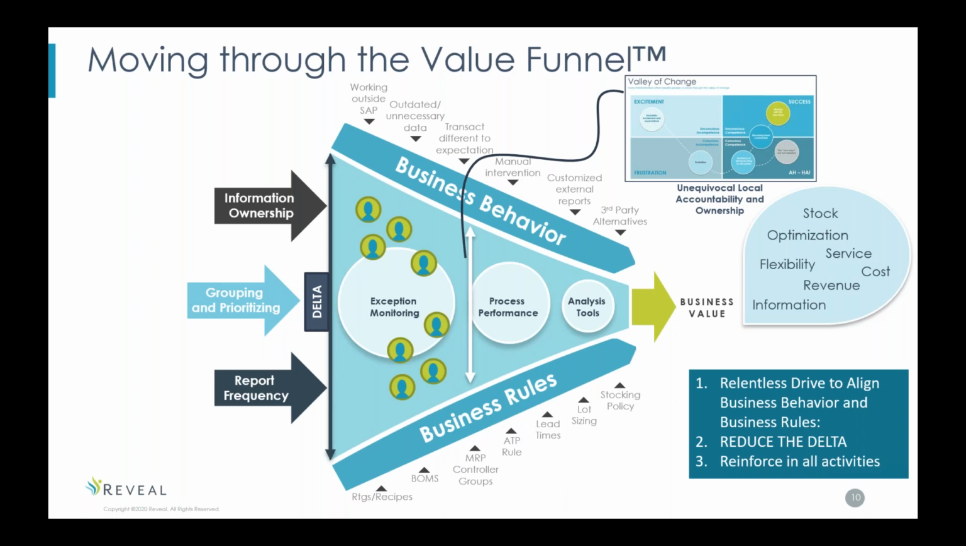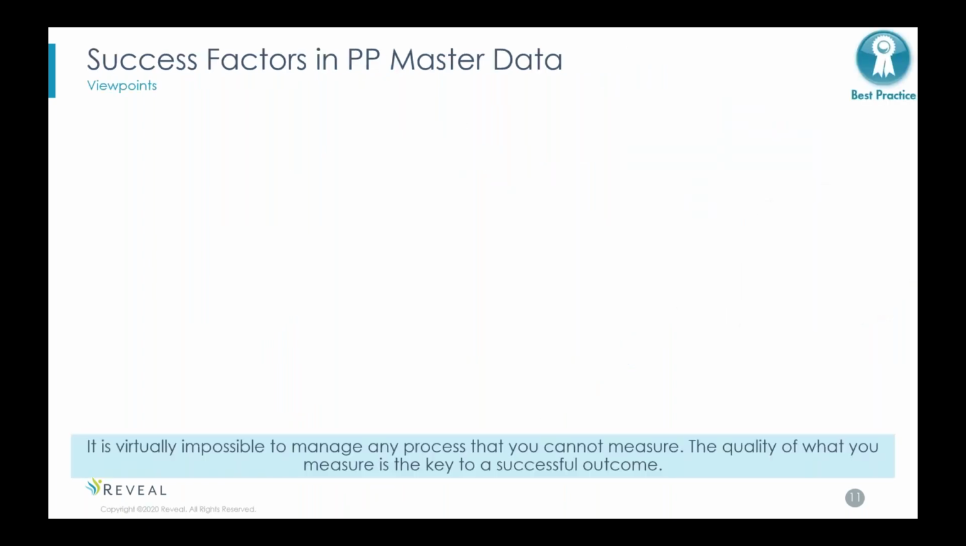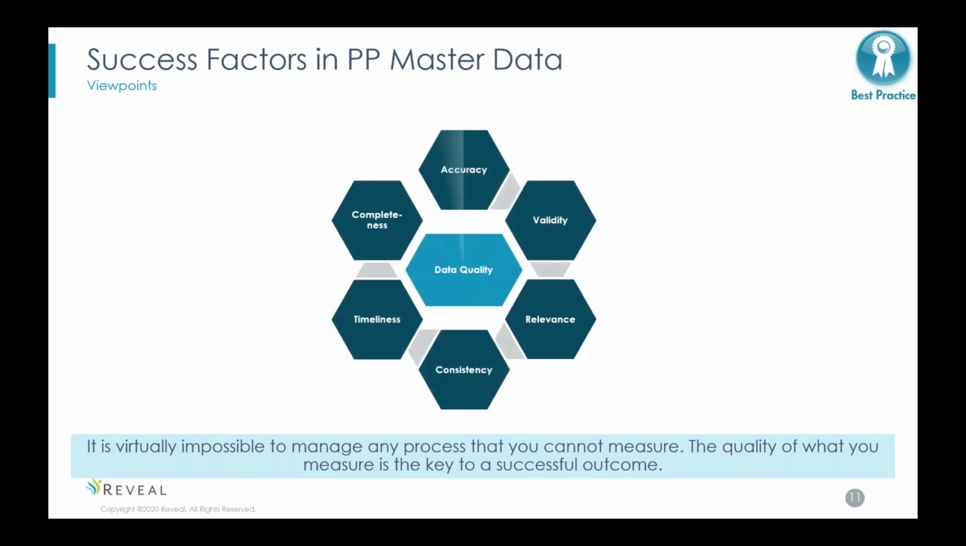So let's go ahead and take a look at some of the success factors that you need to be aware of. All right, and let me do that by asking you this question. How often do you hear your users make statements like, oh, that setting or value or process parameter no longer applies today? All right, if you hear that, then it tells you that your data set doesn't pass the test of accuracy, of validity, of relevance, timeliness, completeness, and consistency. Because the quality of what you measure is critical.